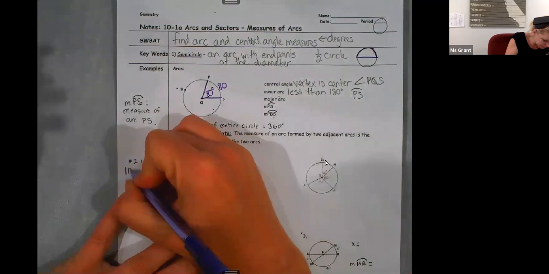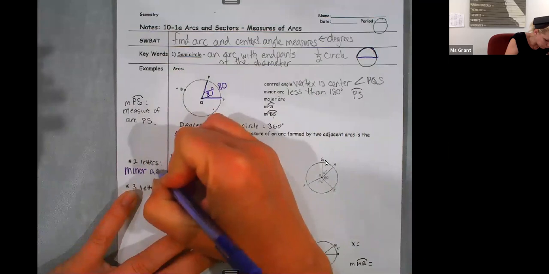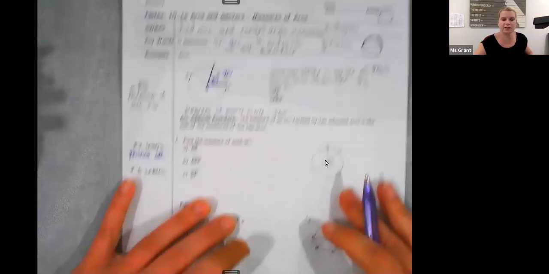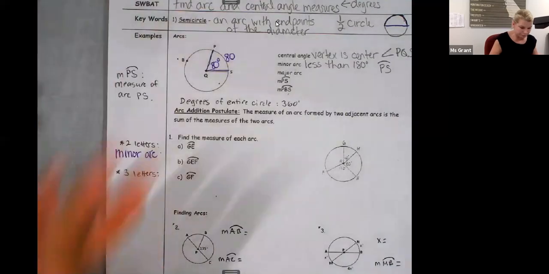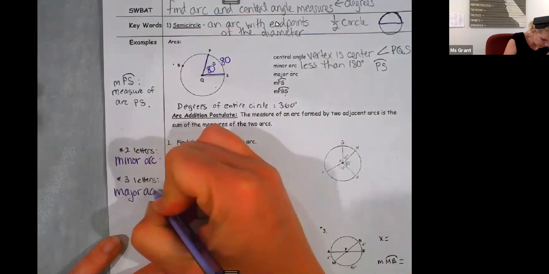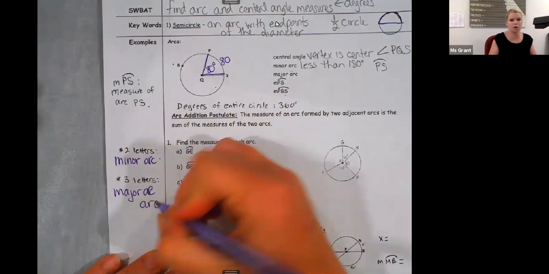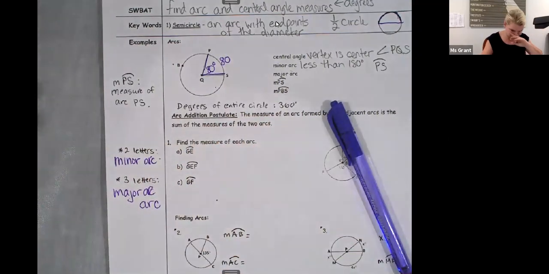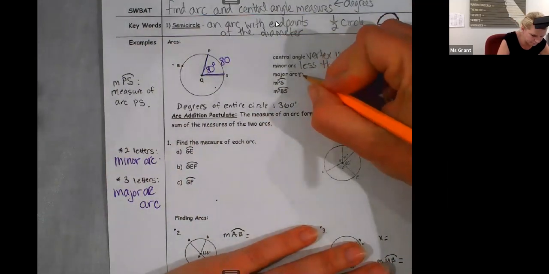So a minor arc is going to have 2 letters. Three letters is going to be the major arc. I keep doing it wrong. Arc. Major arc, minor arc. The major arc is going to be more than 180.